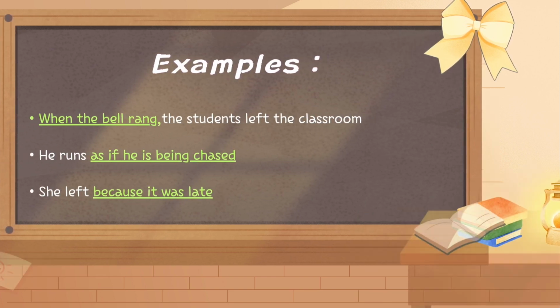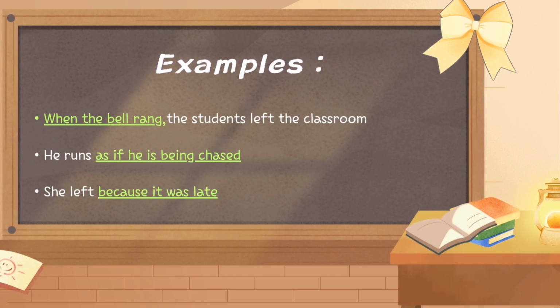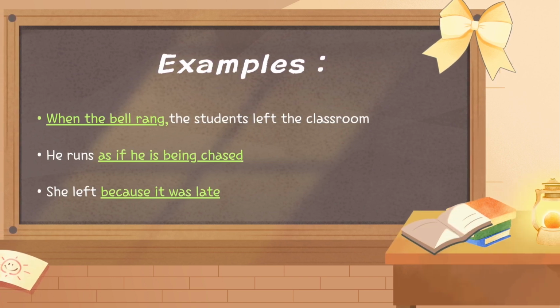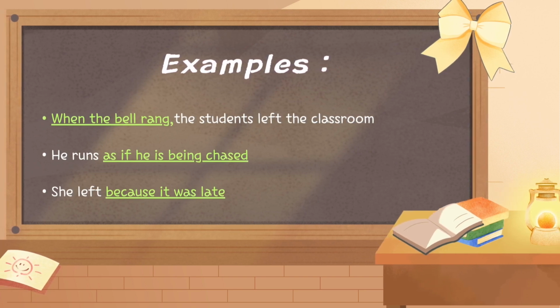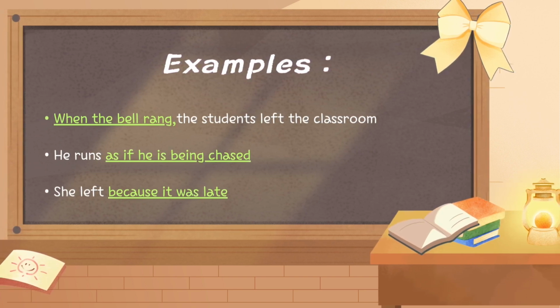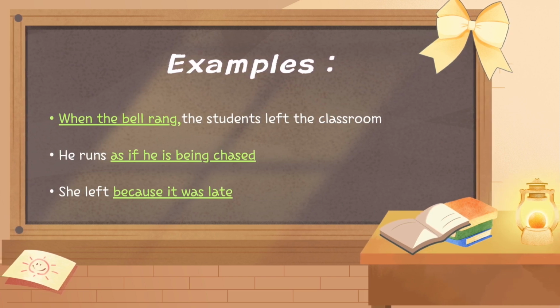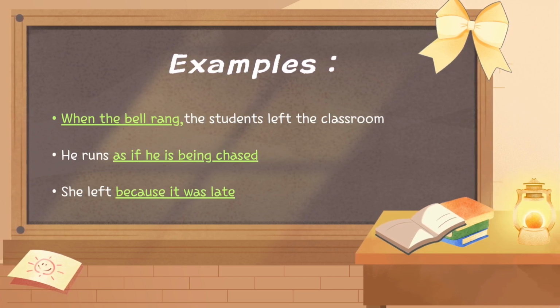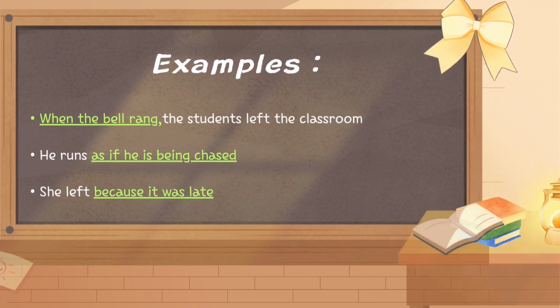The next, adverbial clause of manner. This clause explains how something happens or is done. For example, he ran as if he was playing cards. The clause as if he was playing cards gives us a vivid picture of how he runs, adding a sense of urgency and intensity to the action.